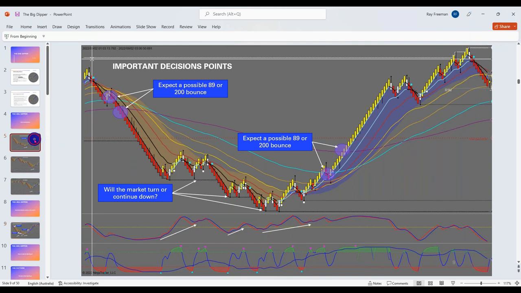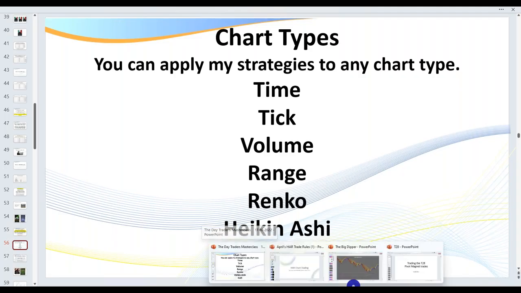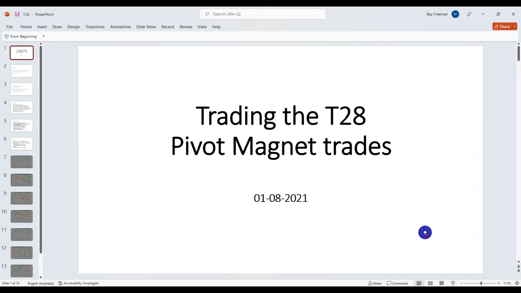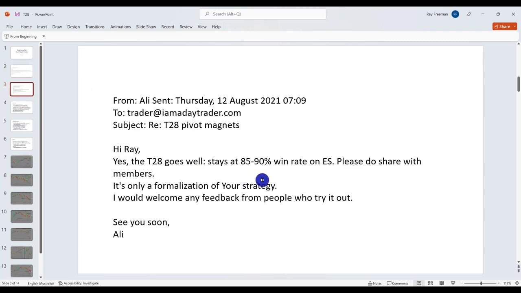So, traders, some members will put their own spin on it. Oh, and to show you one more, and this one is so important, this is a T28. You'll hear me talk regularly about the pivot magnet trade, the PM trade. Ali's a professor, and he's been a member, I don't know, maybe four or five years, quite some time now. Anyway, he called my pivot magnet trade T28. As he said, he's got a 90% win rate, and he's now trading this live and getting an 85 to 90% win rate.